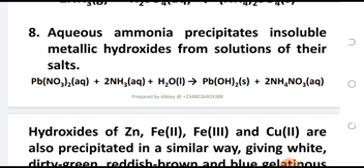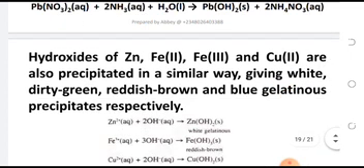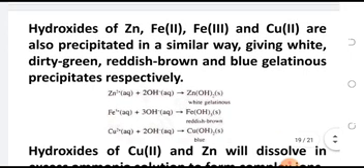So it gives us lead-2 hydroxide. That's the precipitate. So now, let's move forward. Hydroxides of zinc, iron 2, iron 3, and copper 2 are also precipitated in a similar way, giving white dirty. Let's take them one after the other. There's no need of reading them through like that. You can see everything clearly on the screen.